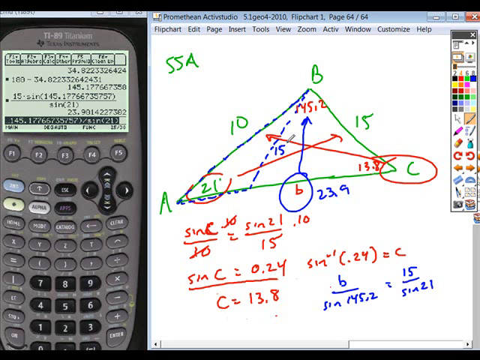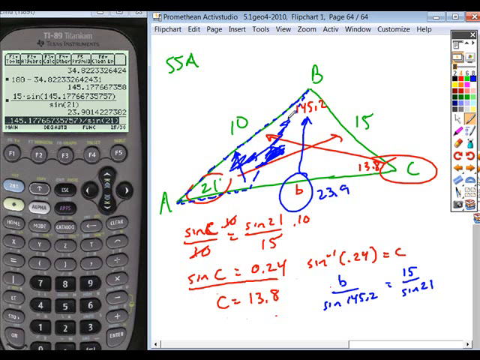Can anybody explain why it's impossible for this dashed triangle to exist? Because the largest side is opposite the largest angle. Good. In this triangle right here, this would have to be an obtuse angle, correct? If it's the supplement of 13.8. Is it possible for an obtuse angle to be opposite a side of 10 when an acute angle is opposite a side of 15? No. So it's inconsistent in this case. So in this particular case, there's one and only one triangle.